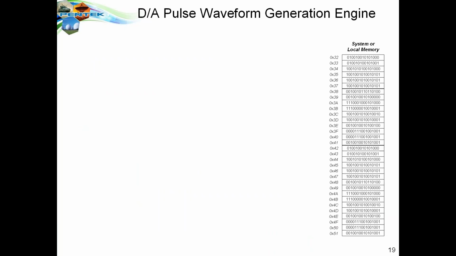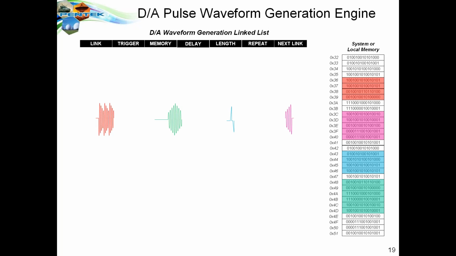Let's take a look at how the pulse waveform generation engine and the linked list really work. Suppose you have different waveforms loaded in memory, and this could be either system memory or local memory. Each of these waveforms represents a different pulse pattern or a different chirp, for example. In the waveform generation linked list, we have one link for each waveform scenario.